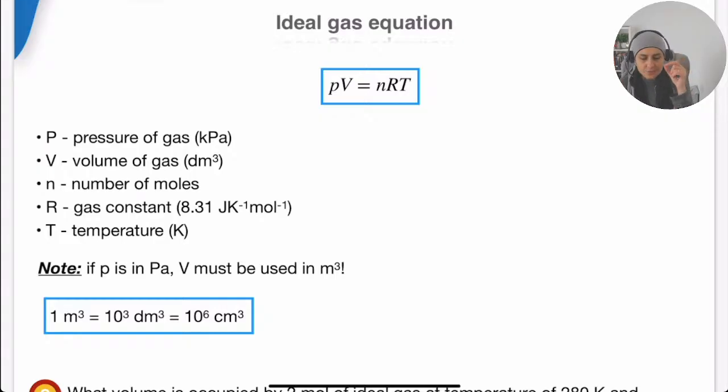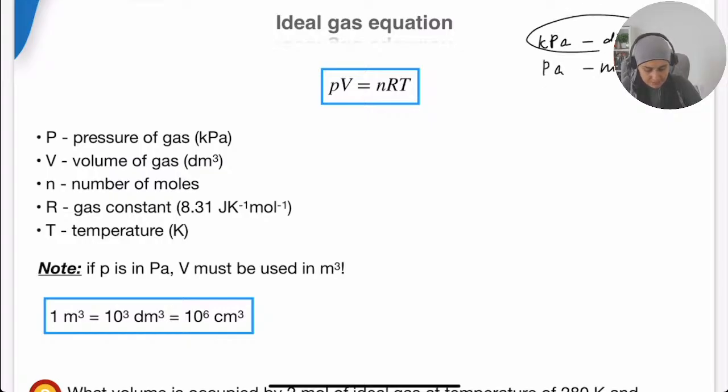So in this equation, the most important part is the units. Pressure must be either in kilopascals or pascals, and then volume would be in either cubic decimeters or cubic meters. That's for IB. If for some reason you're an A-level student and watching this, you are not allowed to use kilopascals and cubic decimeters. It's only for IB. So you use either kilopascals together with cubic decimeters or pascals together with cubic meters.